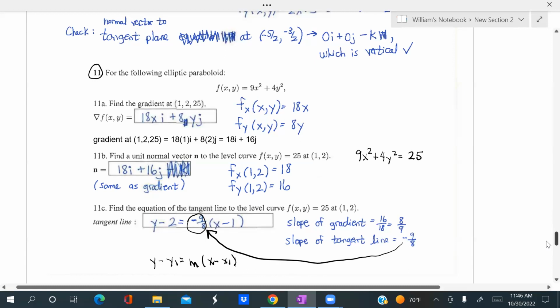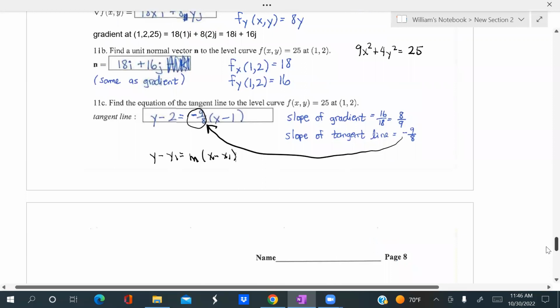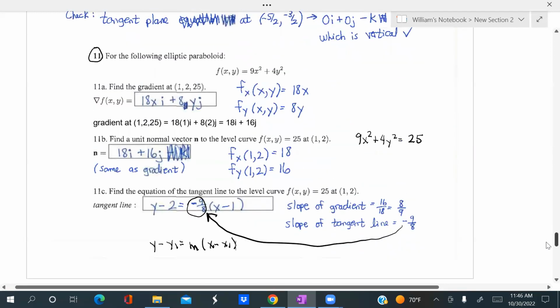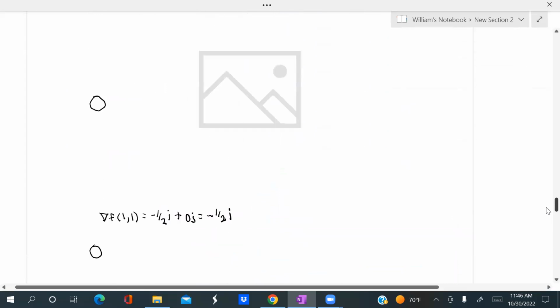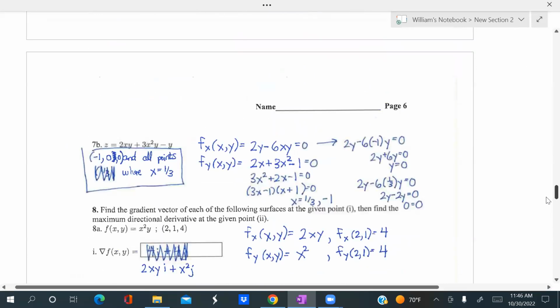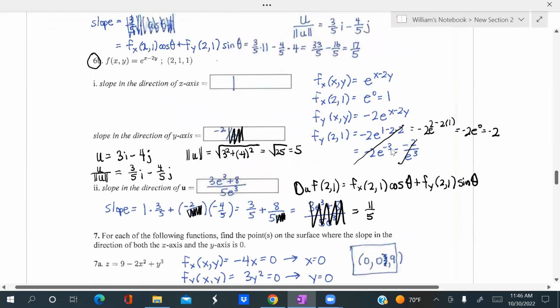All right, so there's a good summary of some key problems from the review, and a correction of one of the answers on the review.